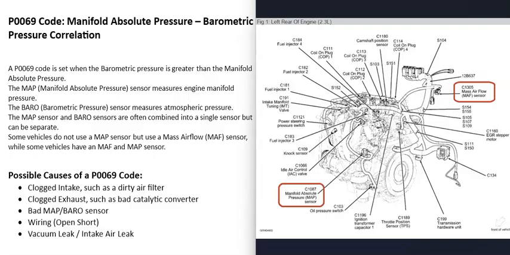So if you do go to work on a vehicle with this P0069 code, it's a good idea to get a diagram where all these sensors are located, what sensors are being used, because there will be differences. So be sure to keep that in mind.